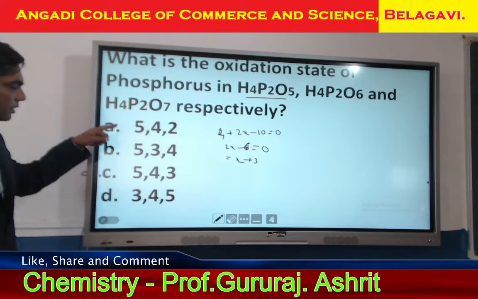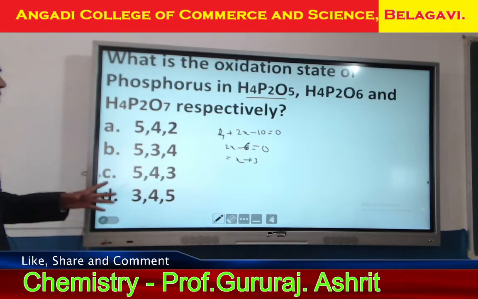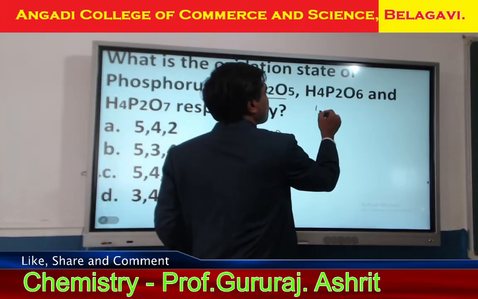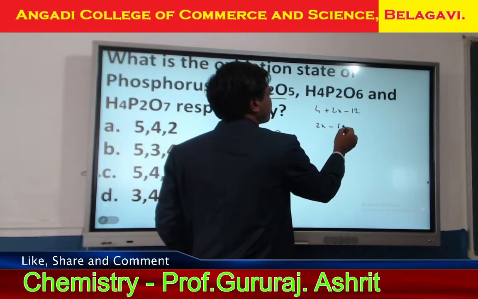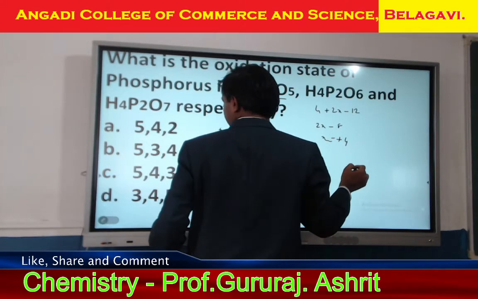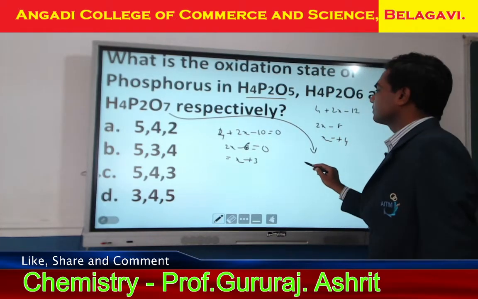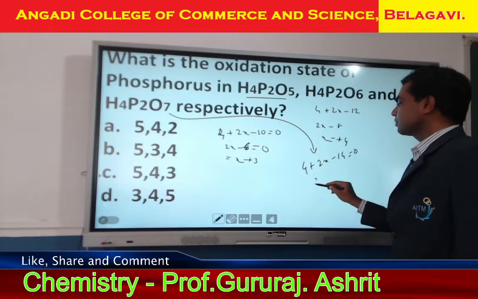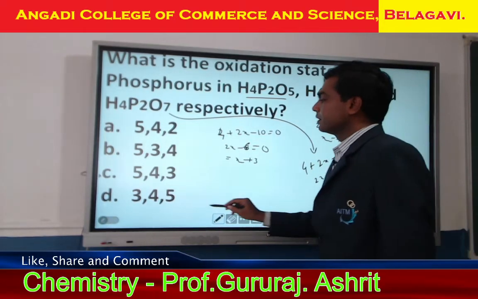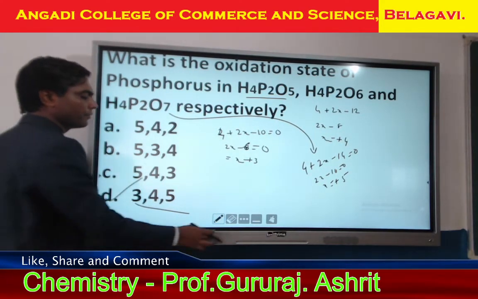See the options here. All have 5 in the last place, so directly you can find the answer, but you should find out for all. H4P2O6: 4 plus 2x minus 12 is equal to 0, 2x minus 8, x is equal to plus 4. The second option is plus 4. And the third one, H4P2O7: 4 plus 2x minus 14 is equal to 0, 2x minus 10 is equal to 0, x is equal to plus 5. Therefore, the correct answer for this question is 3, 4, 5.